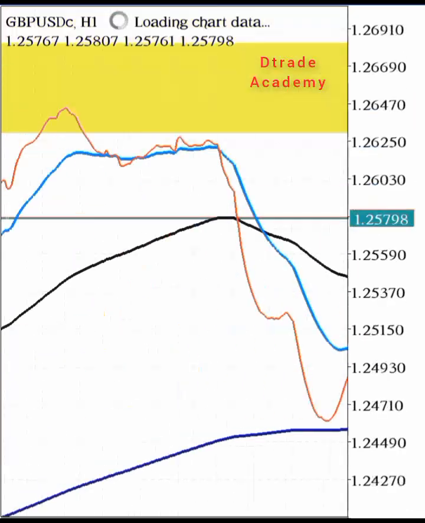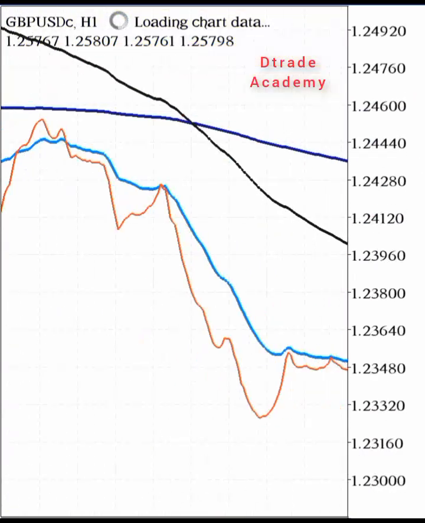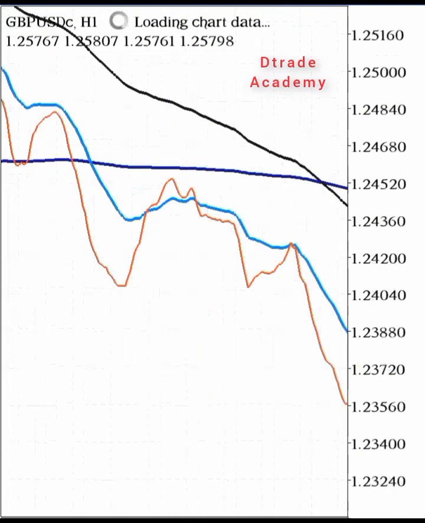Now the deep blue indicator tells us the overall trend direction. You know, we are in 1 hour time frame. So instead of going to 4 hours or daily time frame, we look at the direction of our deep blue indicator. This tells us that we are in an uptrend because all the other indicators are above it. So if it is down, that means we are in a downtrend. All other indicators are beneath. We are in a downtrend.